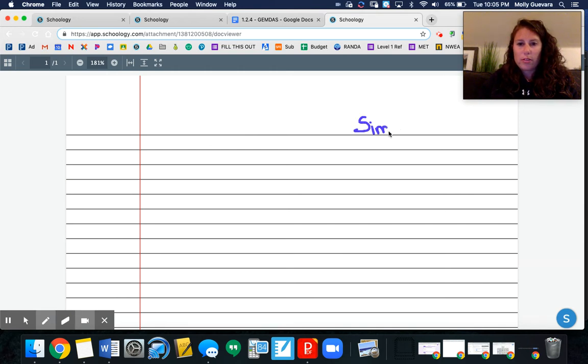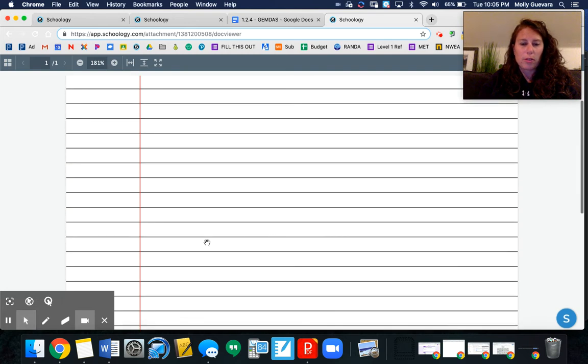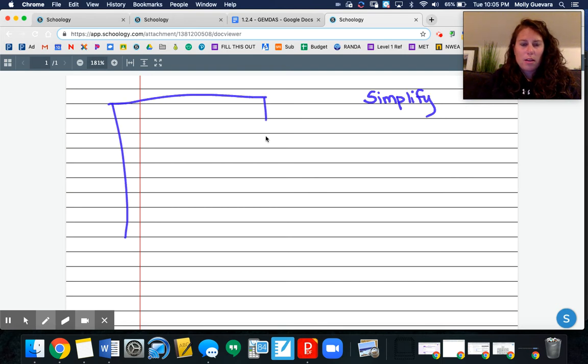So I'm going to simplify. Actually, hold on one second. Let me clear that and let me scroll down a little bit so I have more notes. There we go. Okay, so simplify. So again, my GEMDAS foldable is still along here, okay?